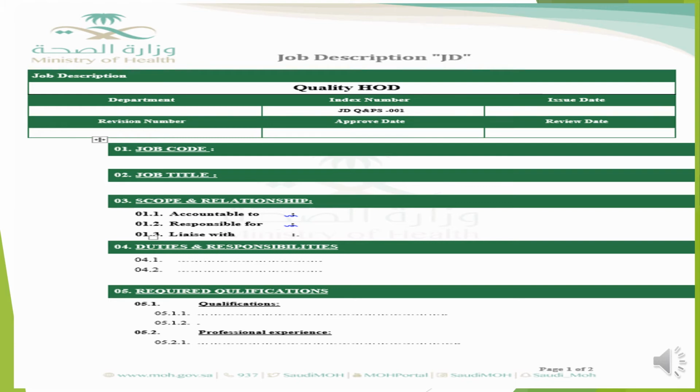5.2, the professional experiences. For how long do you need this person to be experienced in his work? You can put 3 months, 6 months, 1 year, 2 years, 5 years. You have to put here the exact number of years or months you need the head of the quality department or any other job description to become experienced in.